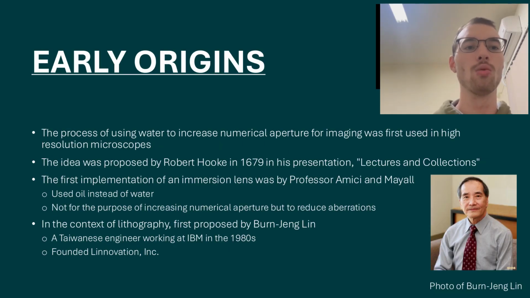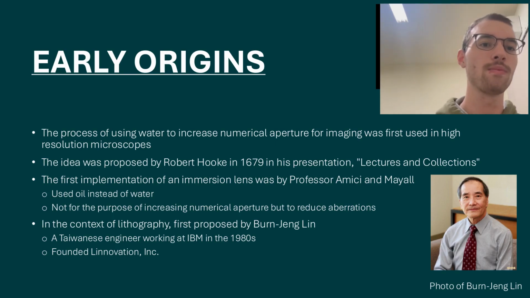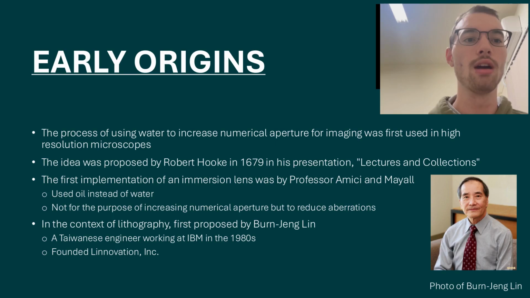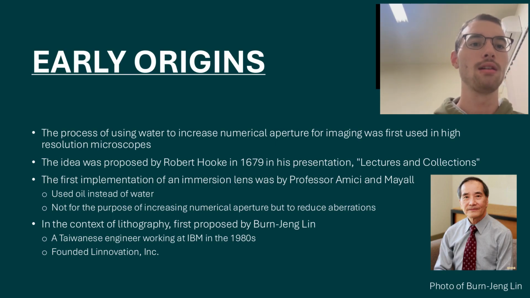The process of using water to increase numerical aperture for imaging was first used in high-resolution microscopes. The idea was first proposed by Robert Hooke in 1679 in his presentation, Lectures and Collections. The first implementation of an immersion lens was by Professor Amici and Abbe. They used oil instead of water between a lens and a glass sample, and it was not for the purpose of increasing numerical aperture, but to reduce aberrations.